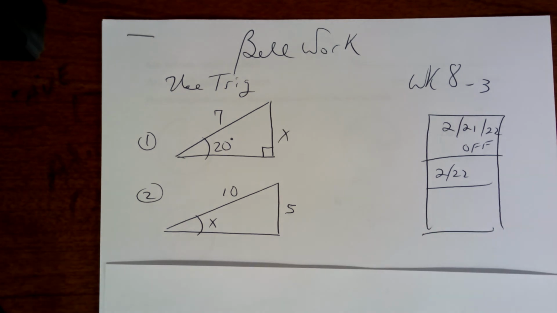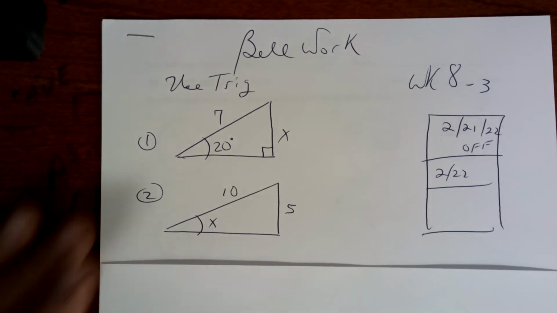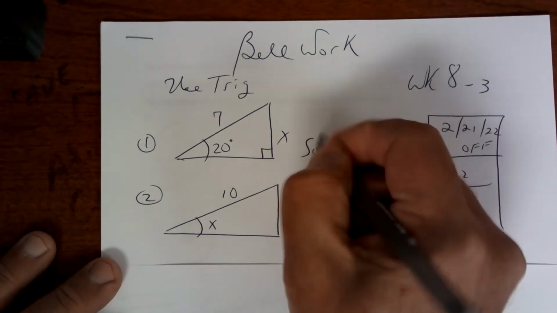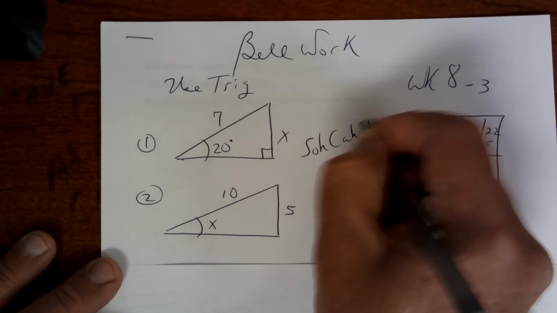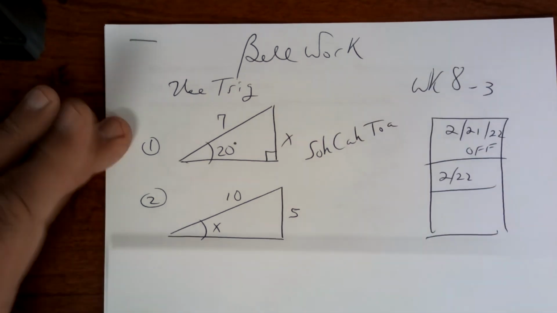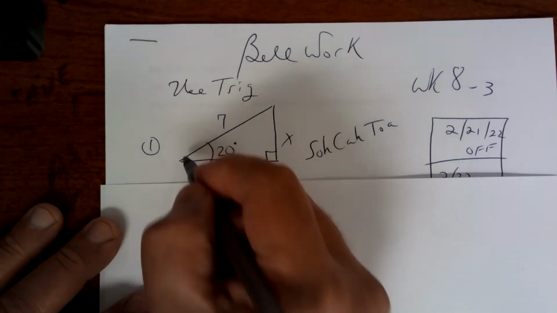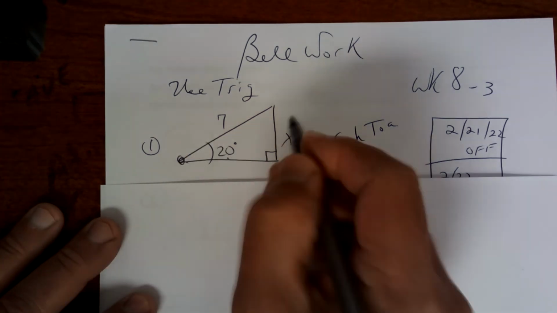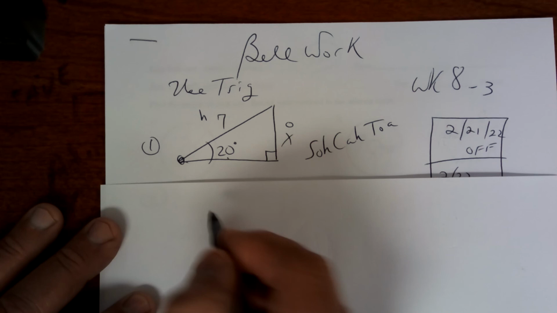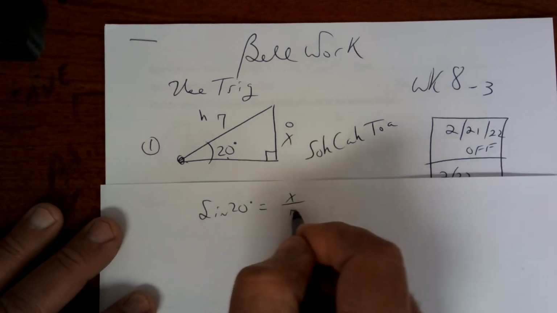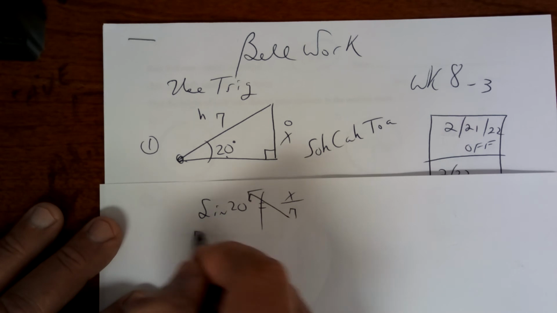This is some trig, so you had to memorize SOHCAHTOA here. So, TOA, this is going to be on your EOC. Some of you might have to retest. Put a dot right here at the 20 degrees. This is opposite and hypotenuse, so that's the sine of 20 degrees is equal to opposite over the hypotenuse. You're going to get 7 times the sine of 20.